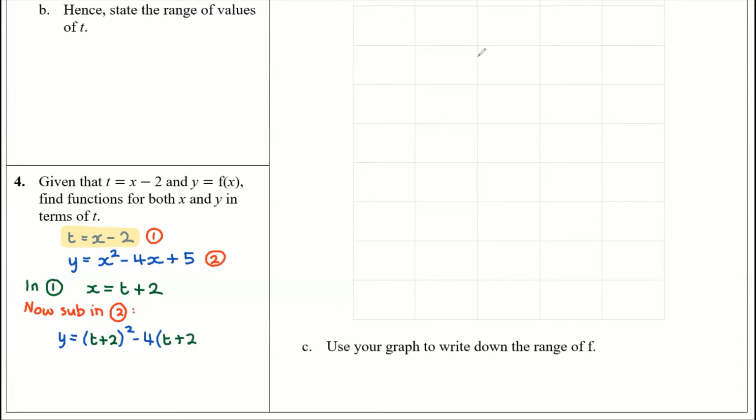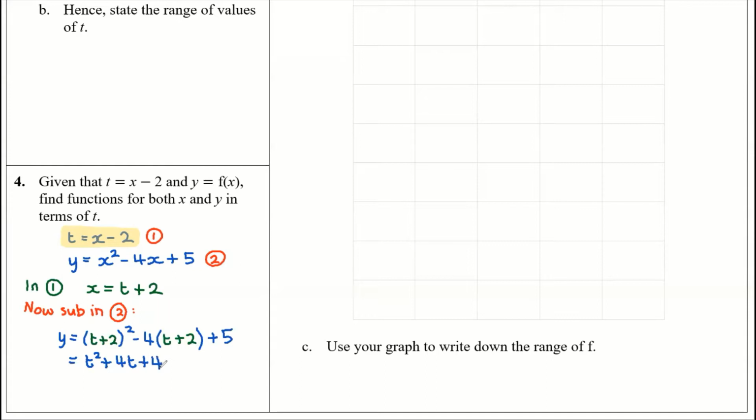Okay, we'll just close that, and then we have to add 5. So now we've got it purely in terms of t. I could leave it like that, but it'd be a good idea now to expand and simplify, then collect like terms. So this is going to be t squared plus 4t plus 4. That's expanding the squared bracket.